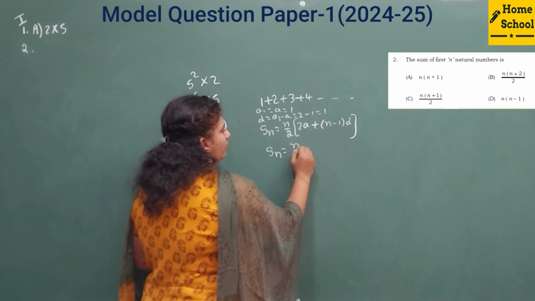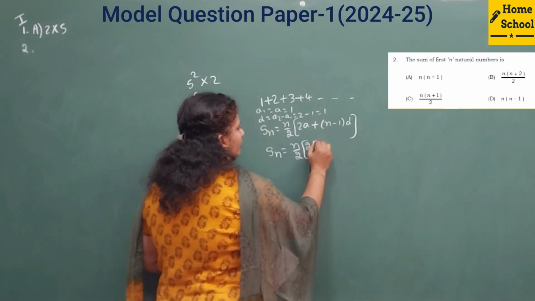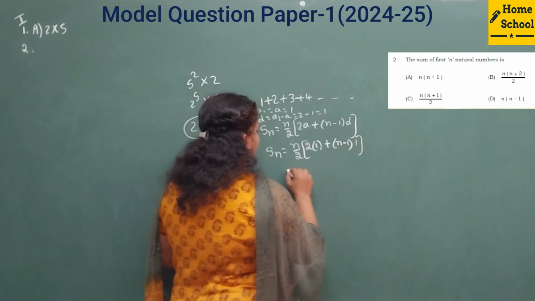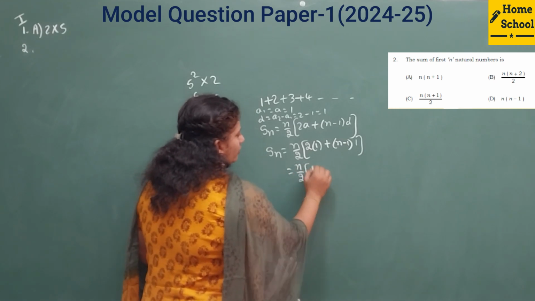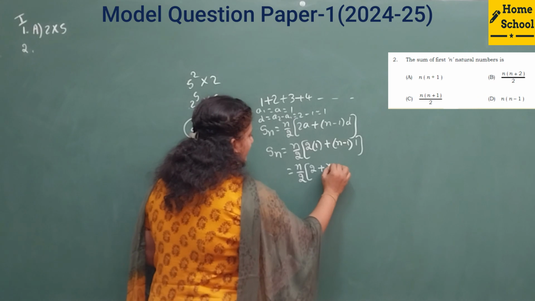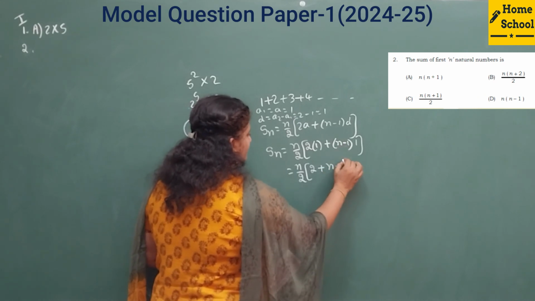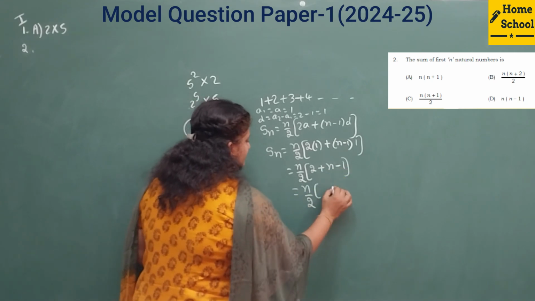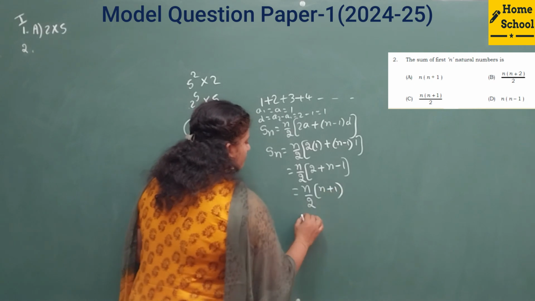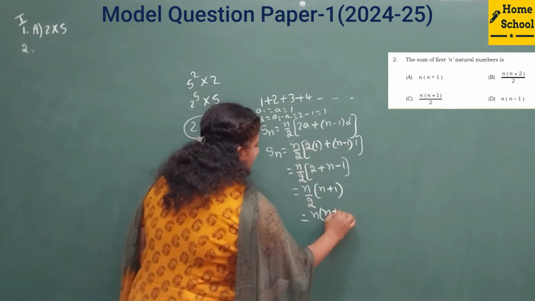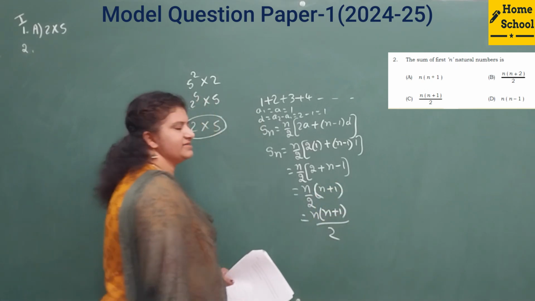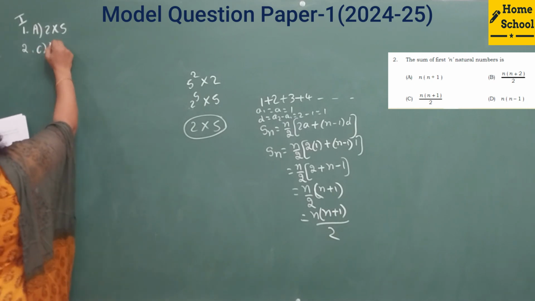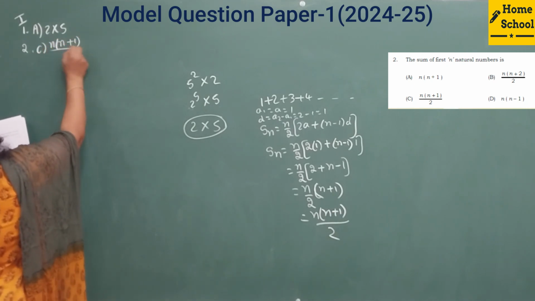Sn is equal to n by 2 into 2 into 1 plus n minus 1 into d value is also 1. N by 2 into 2 ones are 2 plus 1 into n minus 1, ones are n minus 1. N by 2 into 2 minus 1 is plus 1, n plus 1. So finally this is n into n plus 1 by 2 is your answer. Okay, check for the option. Option C, n into n plus 1 by 2.